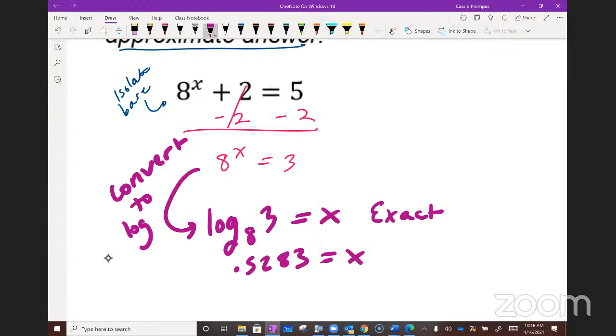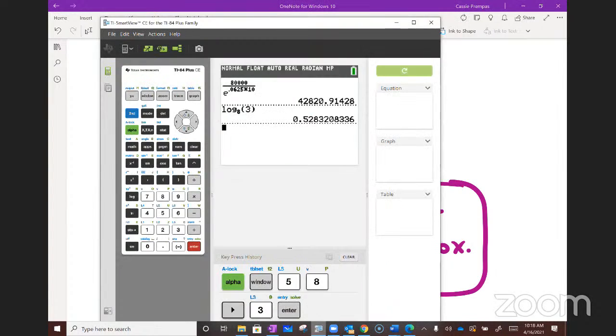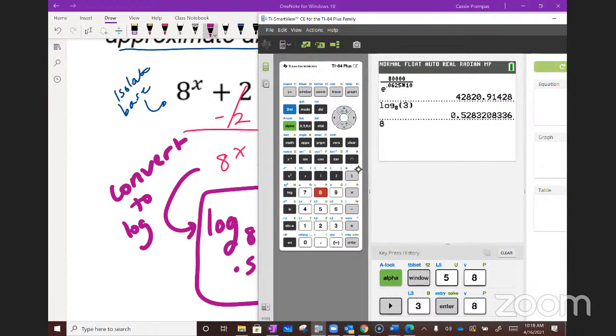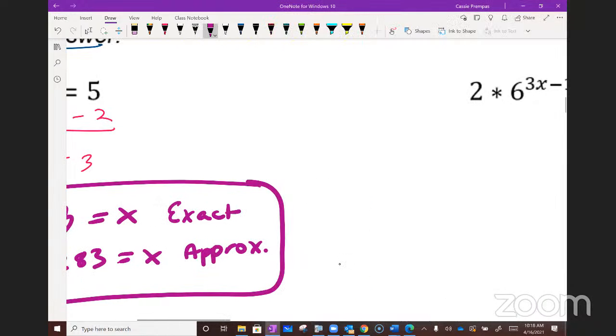So this is approximate. Do you guys remember how to check your answer on the calculator? This is super helpful, especially for tests. I could just plug it in for x and say, is 8 raised to the, did you guys know that you could arrow up and reselect an answer that you've done in a previous line? Hopefully you know that it can be helpful. So 8 raised to that answer, get out of that exponent, plus 2 gives me 5, which yes, that is what is on the other side of the equation.